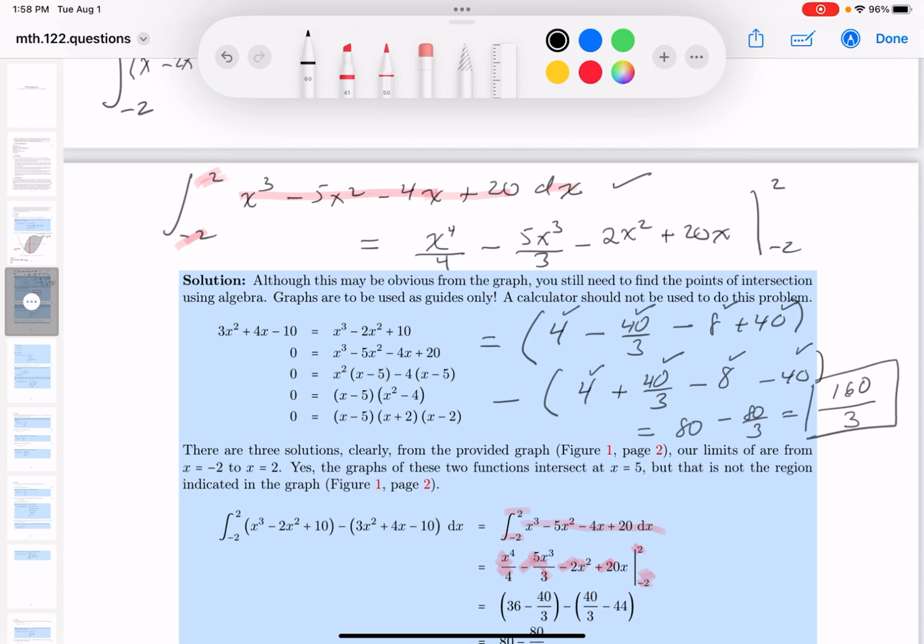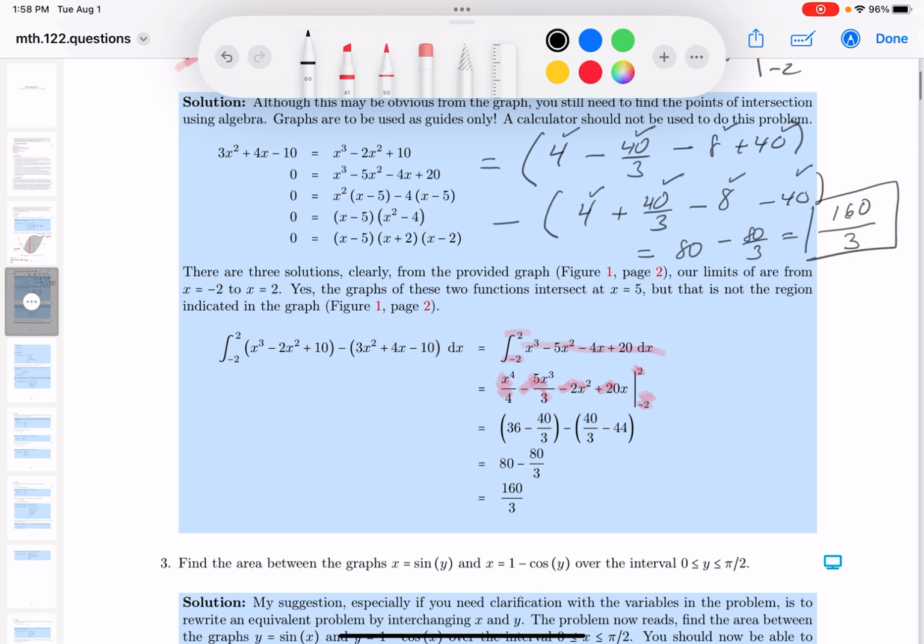Could I have made a mistake? Of course I could have made a mistake. Let's see if we got it, and we have it here. Time to move to the next question.